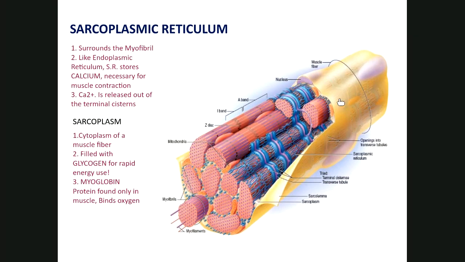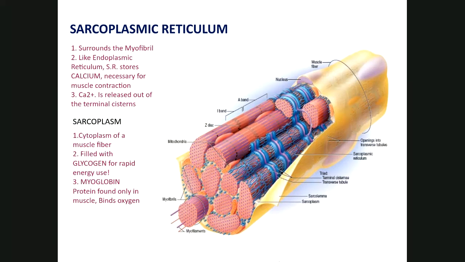The sarcoplasm is the cytoplasm of the muscle cell, and within this we have glycogen that's stored for a rapid energy source, and myoglobin is located in the sarcoplasm, which is a protein only found in muscles that binds to oxygen.